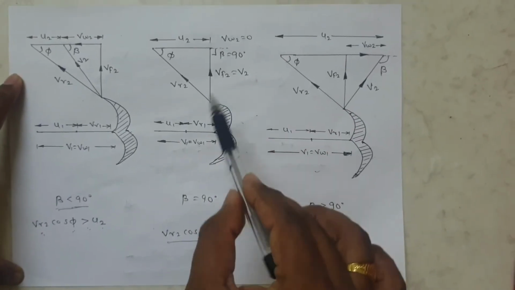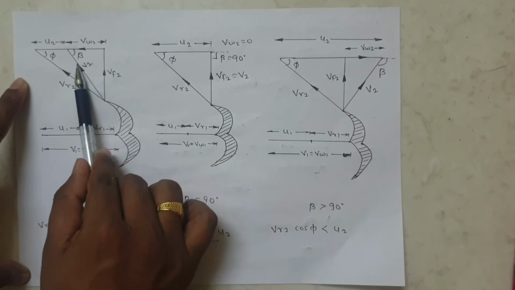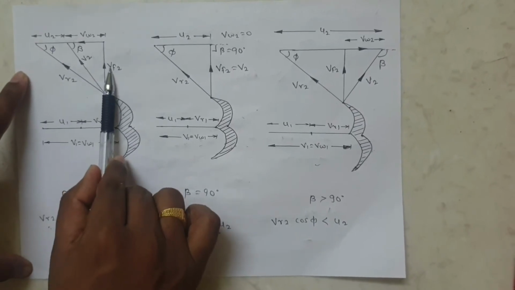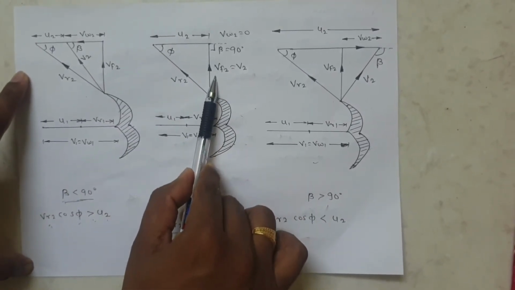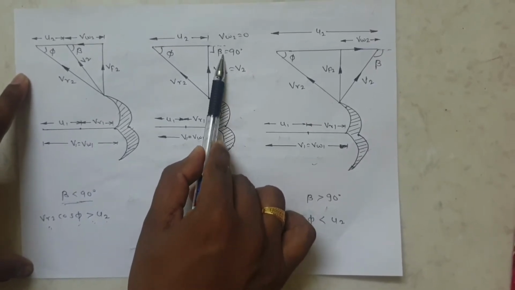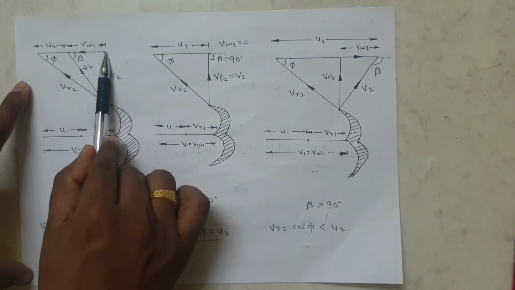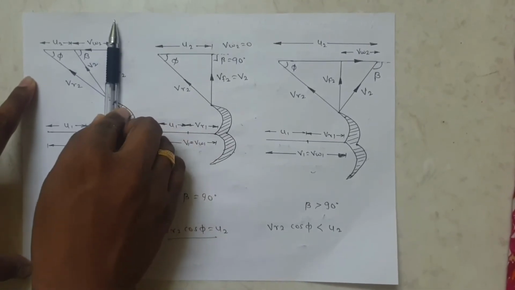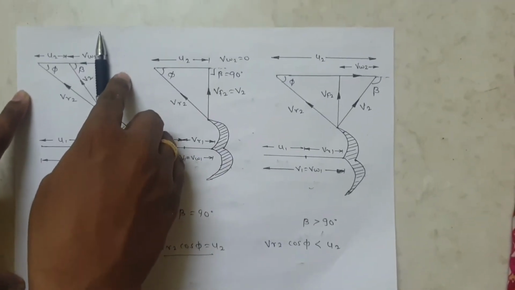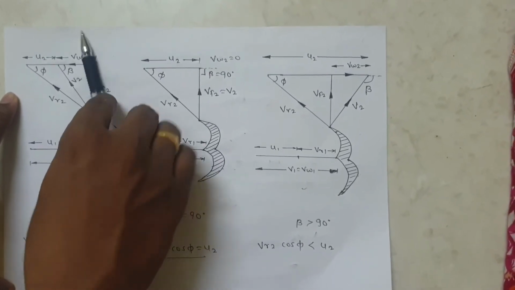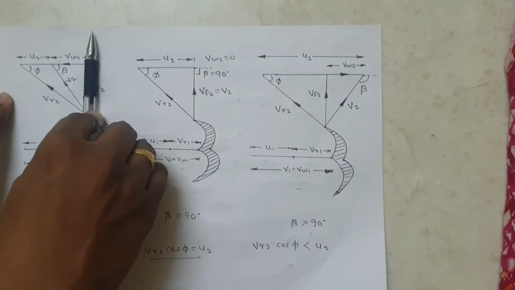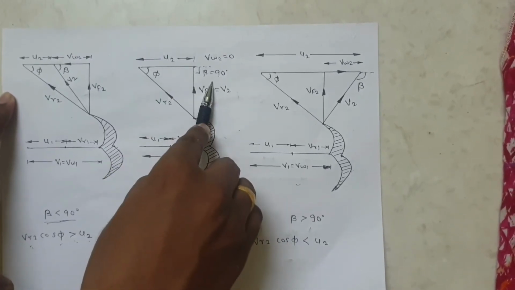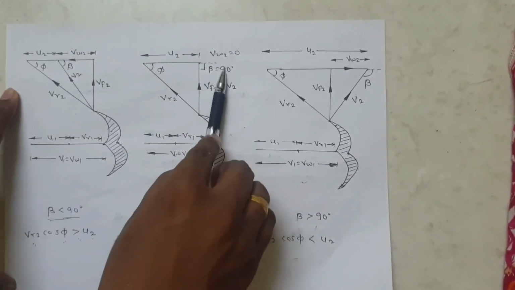So beta equal to 90 degrees means V2 overlaps the VF2 as it is. That means V2 is equal to VF2 when beta is equal to 90 degrees, and VW2 is equal to 0. VW2 is 0 because V2 overlaps VF2 only when the angle beta is equal to 90 degrees.